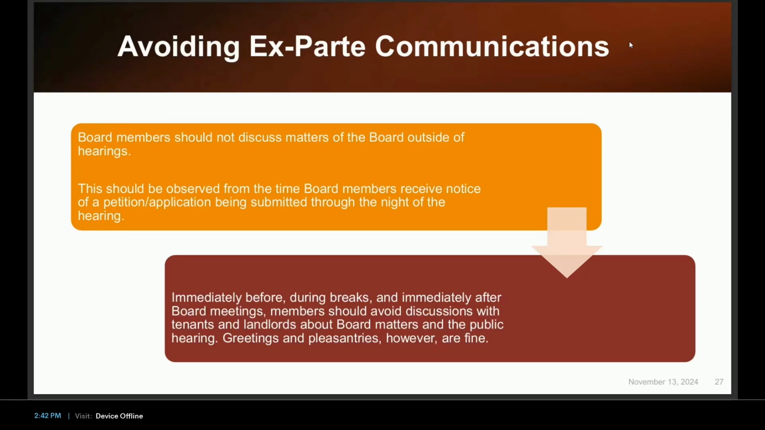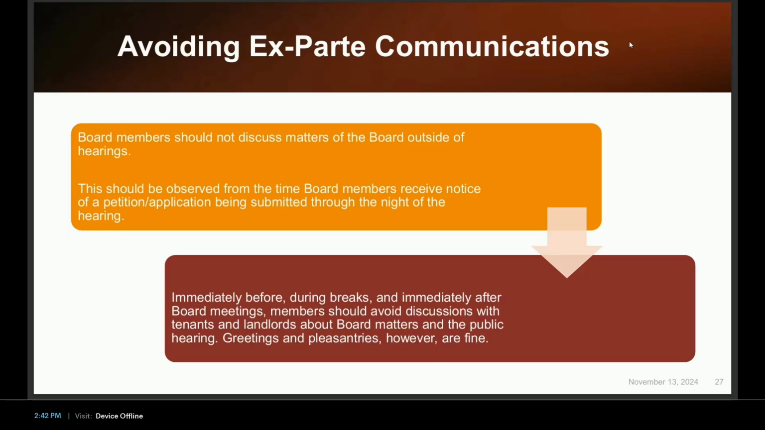So that's why it's highly recommended: do not talk about items before you, either amongst yourselves or with people who may come before you in relationship to the item and have an interest. It's always good for them to be able to come and either provide something in writing to the secretary or to come for the item itself that's heard as part of your public hearing process.